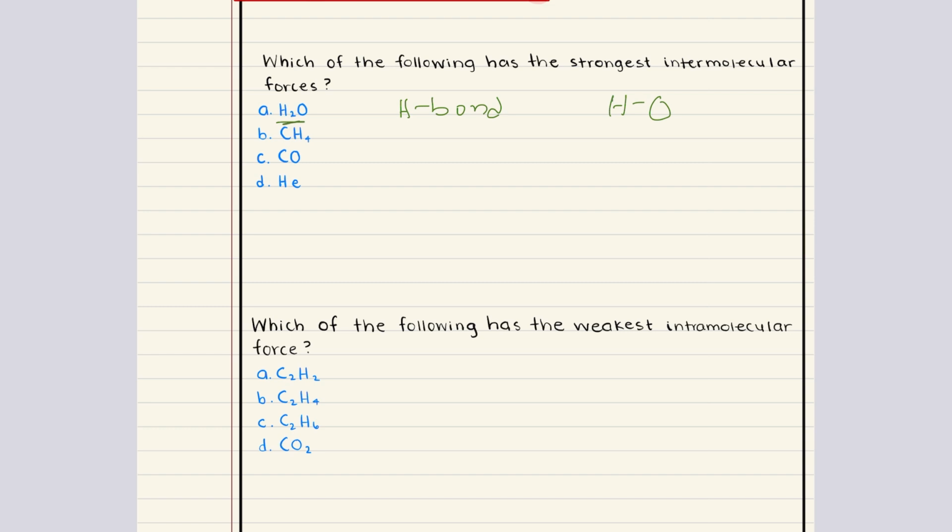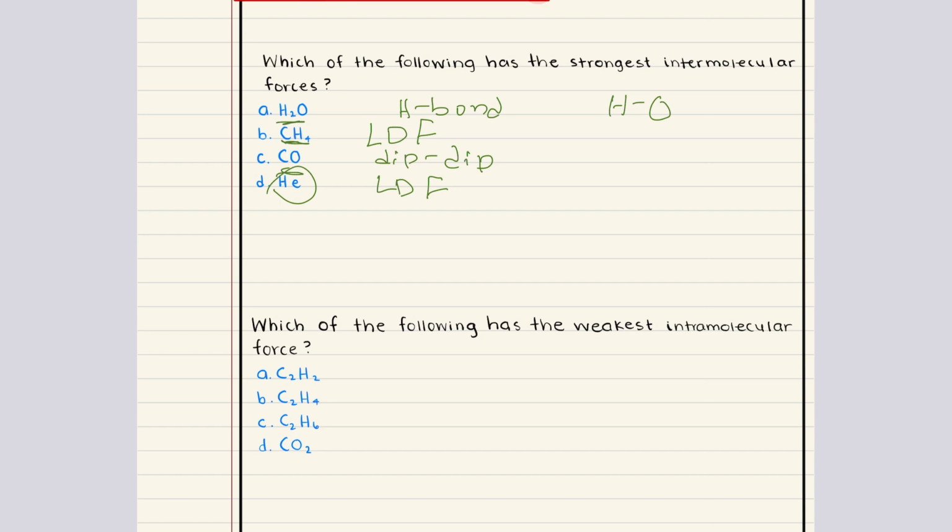Next, we have methane. Methane is a nonpolar molecule, meaning it only experiences weak London dispersion forces between its molecules. Next is carbon monoxide. This is a polar molecule, so it experiences dipole-dipole forces between its molecules, but not hydrogen bonding because the hydrogen atom is not present. Finally, we have helium. Helium is a noble gas, meaning its atoms interact only through weak London dispersion forces, and since it's a single atom, these interactions are extremely weak.